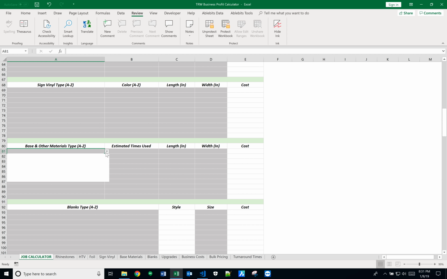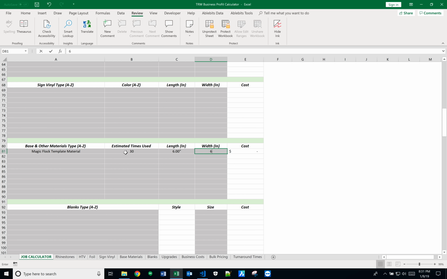So these are things like magic flock, right? We've got rhinestones, so we're going to need that. We're going to need our template material. So let's enter that in. So magic flock says estimated times used. Well, how many times are we going to use this material? This template's going to be used at least 30 times because there's 30 shirts. So we're going to enter 30 there. And that's important to put how many times used. That's going to help diffuse the cost of that material.